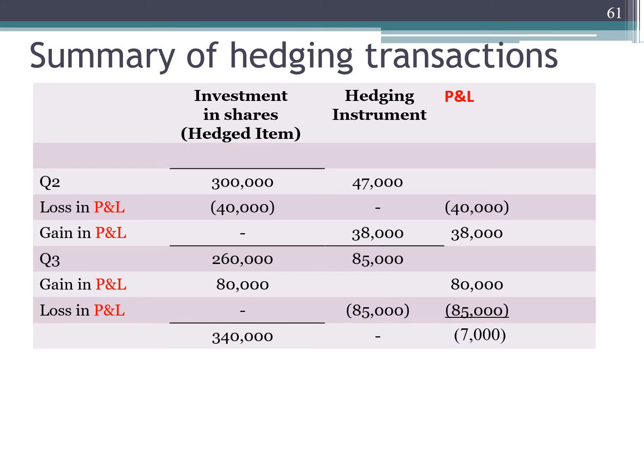Okay, so the summary that you have here. In quarter 3, in terms of hedge item, you have 300 here. Loss in the P&L, you have 40. And then the balance that you have here is 260. And then we come again, you have another gain of 80, so you're going to have 340. And then for the hedging instrument, you start with 47. And then you have a gain of 38, so you have 85. And then after that the value becomes 0, so you're going to have negative 85, so it becomes 0 here.